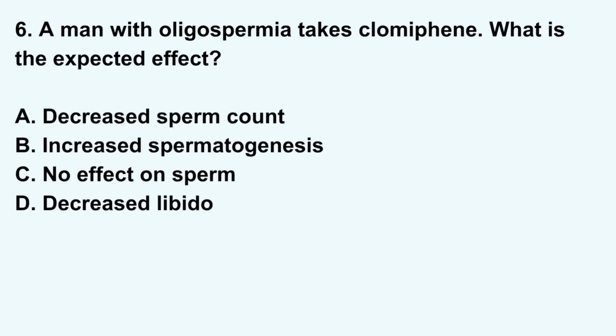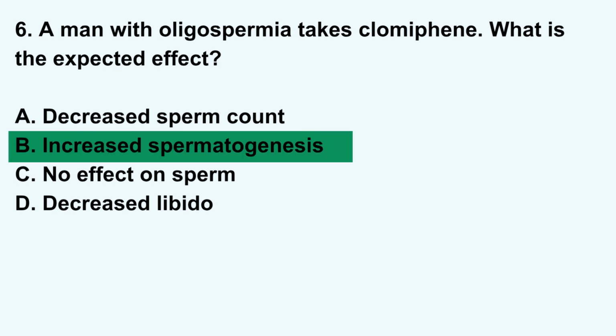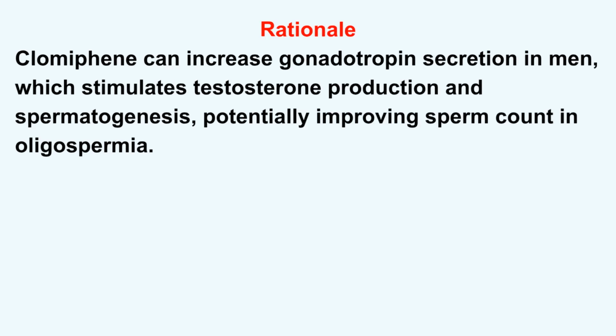A man with oligospermia takes clomiphene. What is the expected effect? A. Decreased sperm count. B. Increased spermatogenesis. C. No effect on sperm. D. Decreased libido. Correct answer B. Increased spermatogenesis. Clomiphene can increase gonadotropin secretion in men, which stimulates testosterone production and spermatogenesis, potentially improving sperm count in oligospermia.